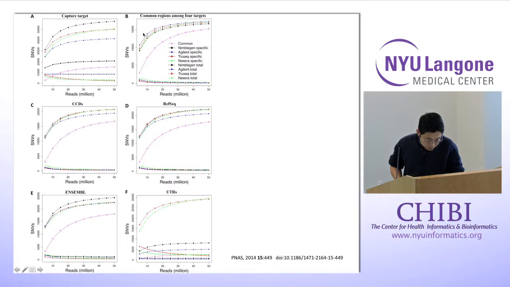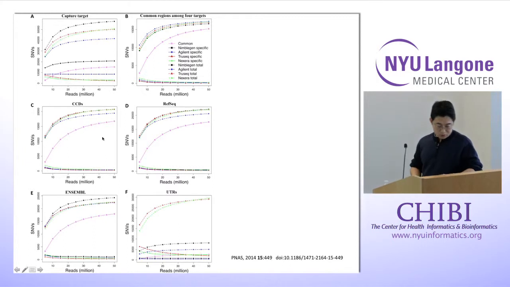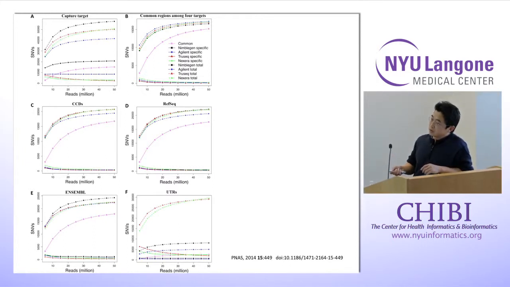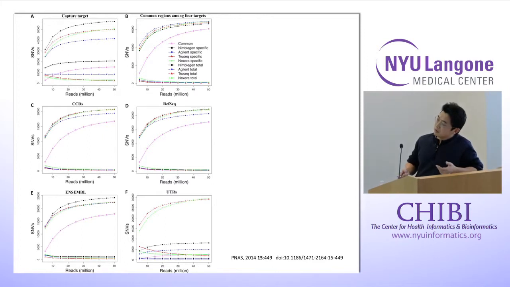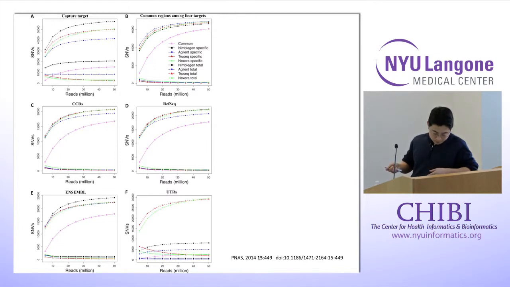Also, different annotations behave differently. When you call the mutations, you align to the genome and then refer to the gene annotation. For different gene annotations, it also behaves a little bit differently. CCDS is the consensus coding sequence gene annotation. And for RefSeq, the curves show a little bit of difference. The big difference here is on the UTR region.